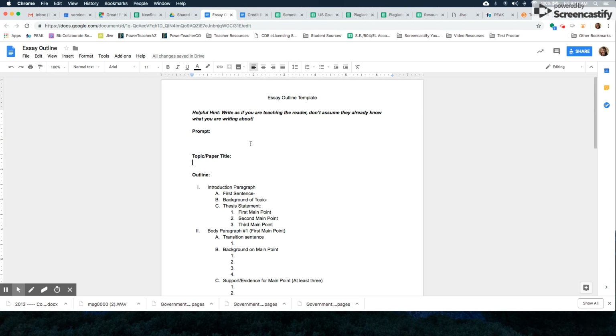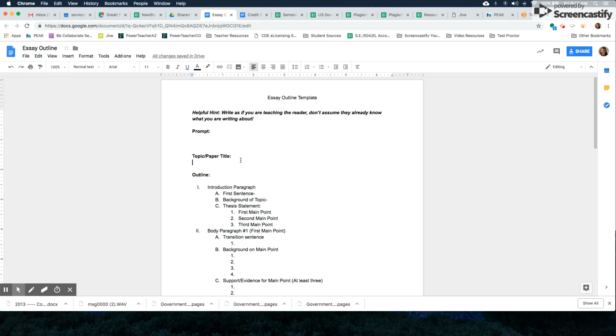So if it asks you to explain, analyze, compare and contrast, give examples, support your claims, or give your opinion, these are all words that you want to put in bold. As you are writing your outline, you can always reference back up to the prompt and see if you are actually meeting the demands of the prompt.